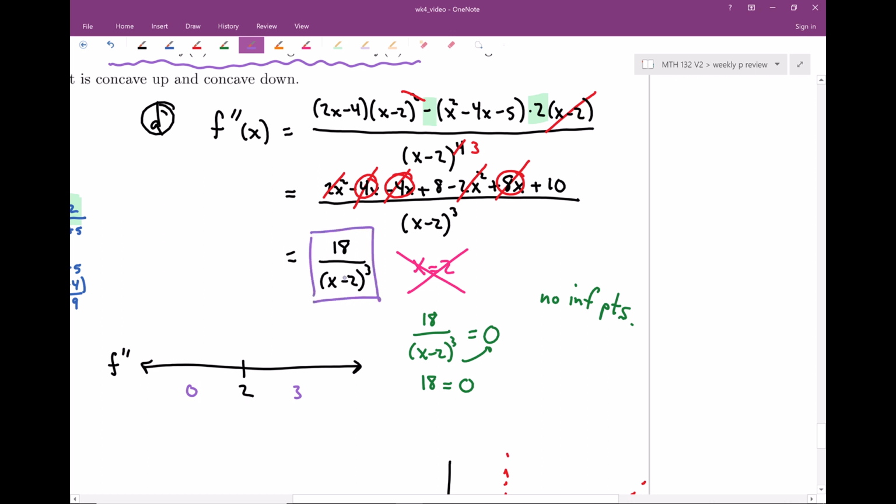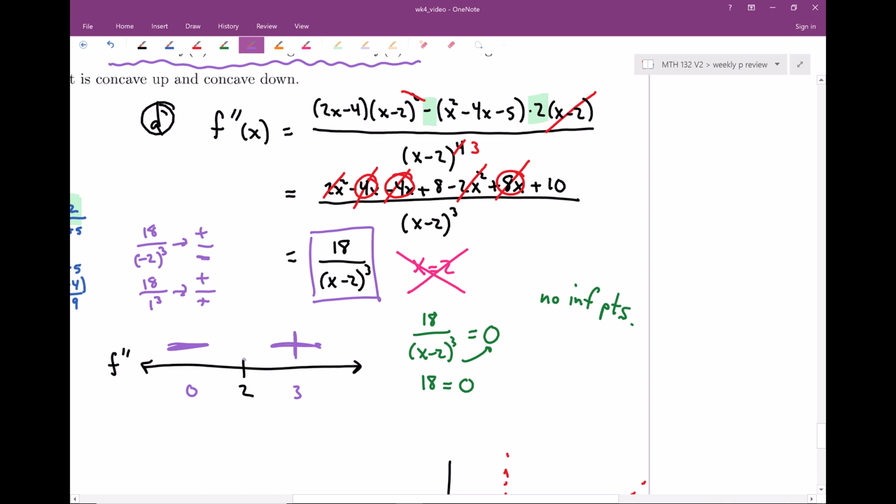So if I plug in 0, I would get 18 divided by negative 2 cubed. Well, it's going to be a positive divided by negative 2 cubed, which is negative 8. That's certainly negative. So over here we have negative. That is concave down. After 2, well, we have, let's see, 3. If I plugged in 3, I would have 18 divided by 3 minus 2, that's going to be 1 cubed. So I have a positive divided by a positive. So this is going to be positive.